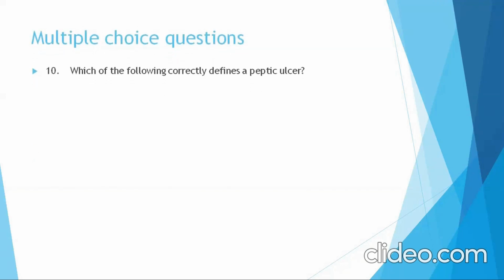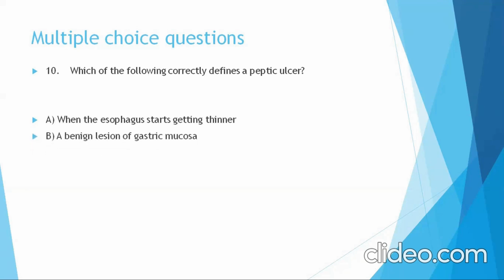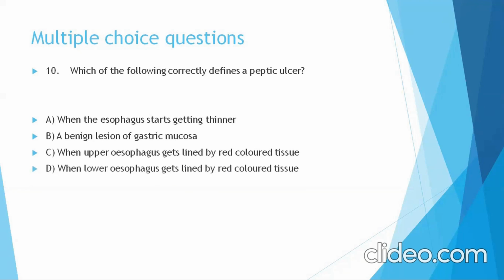Which of the following correctly defines a peptic ulcer? The options are: A, when the esophagus starts getting thinner; B, when lesions begin in the gastric mucosa; C, when the upper esophagus gets lined by red colored tissues; and D, when the lower esophagus gets lined by red colored tissue. The correct answer is B, when lesions begin on the gastric mucosa.